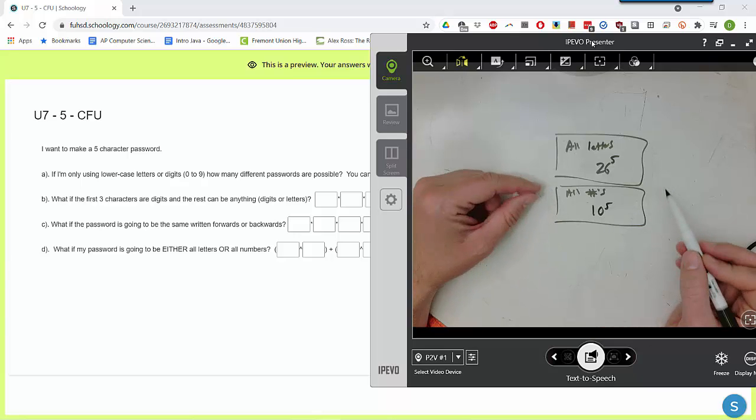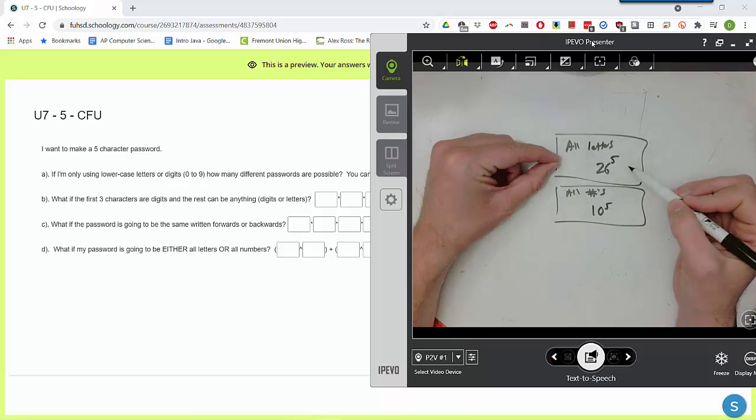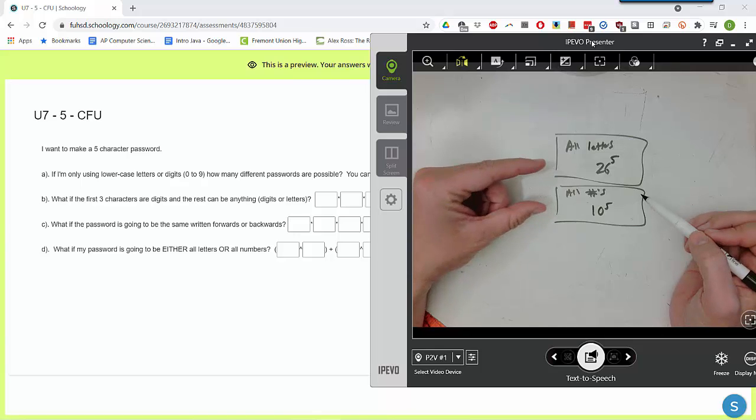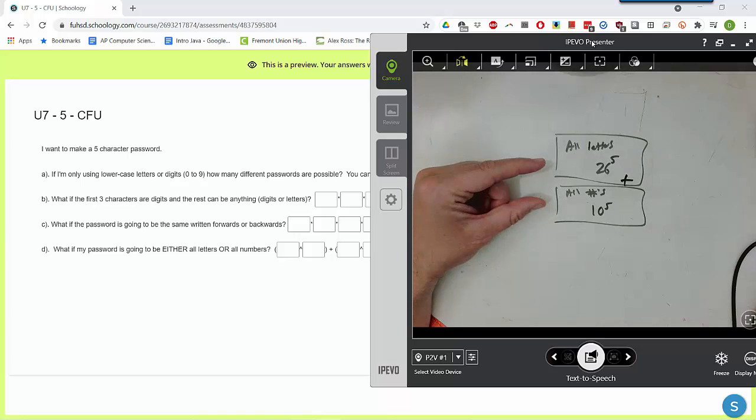And so if I want to know, this is all the passwords that use only letters, all the passwords that use only numbers. If I want all the passwords that use either letters or numbers exclusively, then I'd have to add those 2 together. So that's the answer to problem 1.